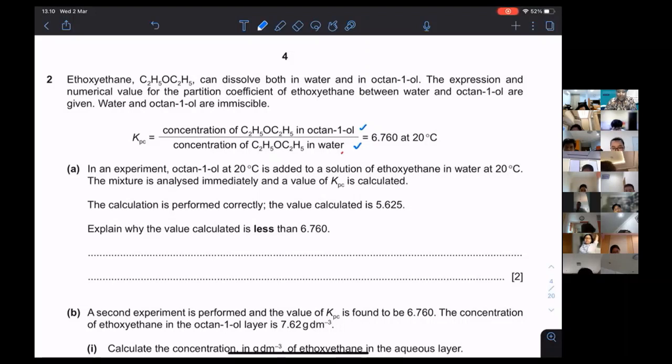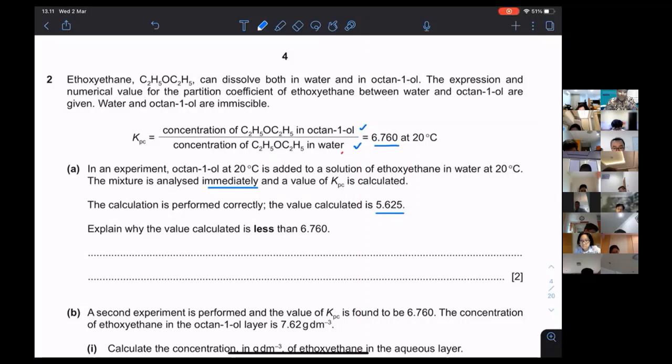The mixture is analyzed immediately, and a value of KPC is calculated. This is the main key point. The calculation is performed correctly. The value calculated, however, is lower than expected. We expect KPC to be 6.760, but you get a lower value.